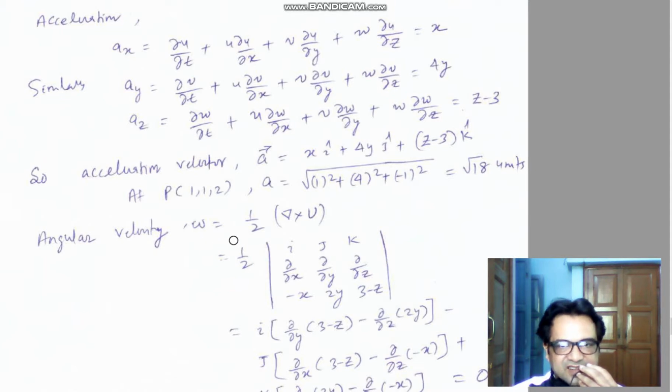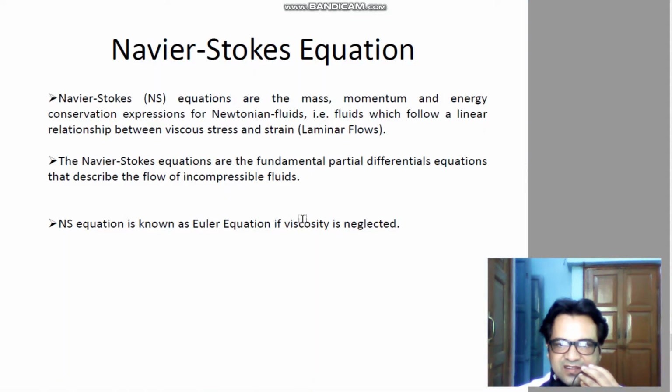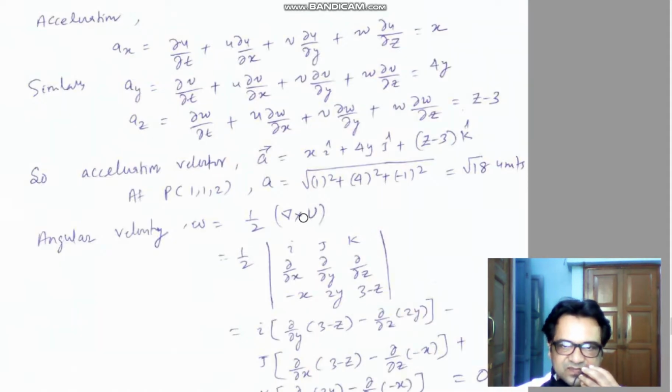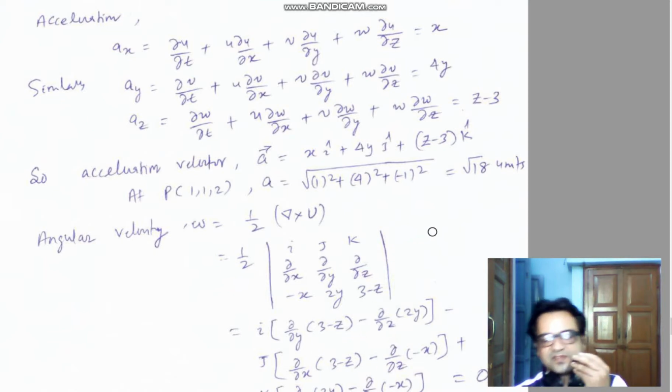Similarly, angular velocity is half of the vorticity. So vorticity is the curl of the velocity vector. So curl of the velocity vector is this. You expand this matrix and put the values of x, y and z. So it is 0. In this way you can find out. So first you have to satisfy the continuity equation. If it's a possible flow, then only all the differential expressions of different quantities are valid. Otherwise they are not valid.